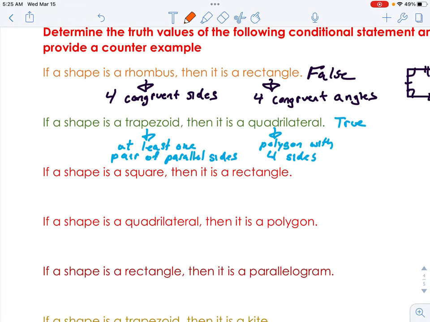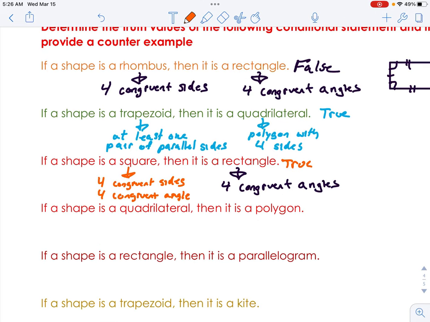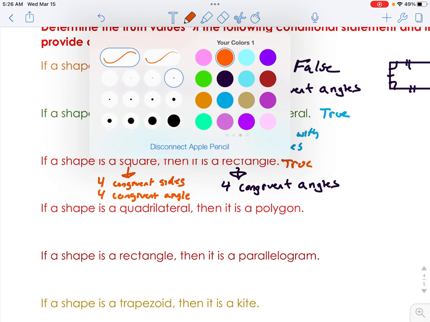If it is a square, then it is a rectangle. So square is 4 congruent sides and 4 congruent angles. Great thing about Notability is we can just copy, paste. It meets the qualification of a rectangle. All right, this is true as well. It has 4 congruent angles just like a rectangle. It's true.